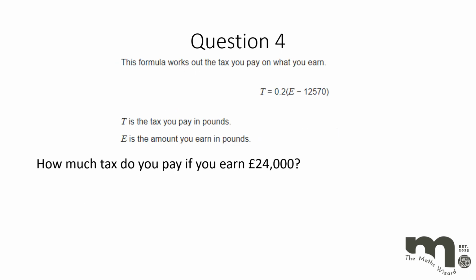Right, next example then. So this formula works out the tax you pay on your earnings. So T is the tax, E is the amount you earn in pounds before your tax. So I want to know, how much do you pay if you earn £24,000?